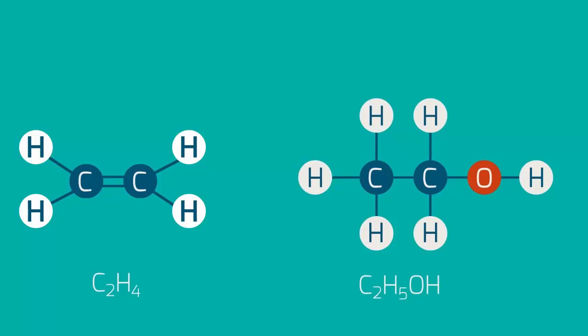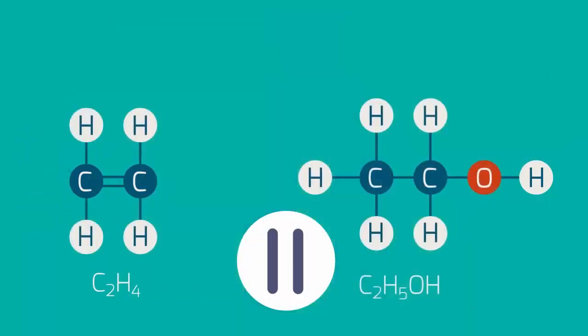Now look at the numbers of each atom on both sides. Can you think of a very common molecule we can add to ethene to produce ethanol? Again, pause and think, then resume.